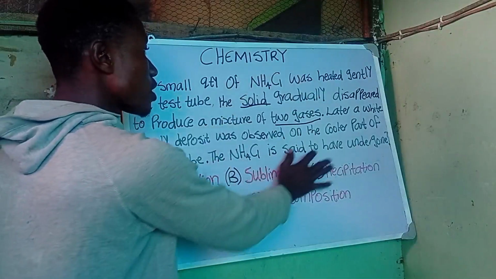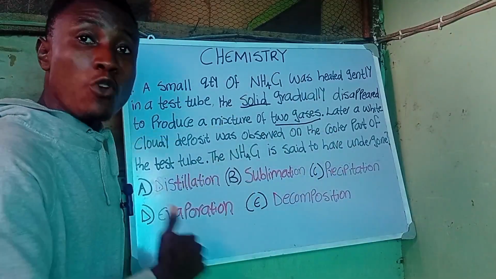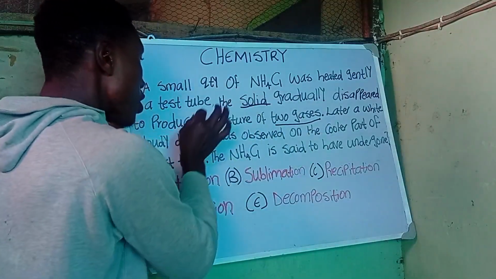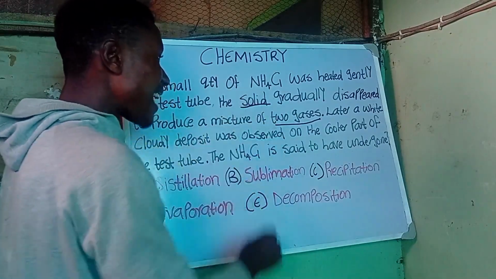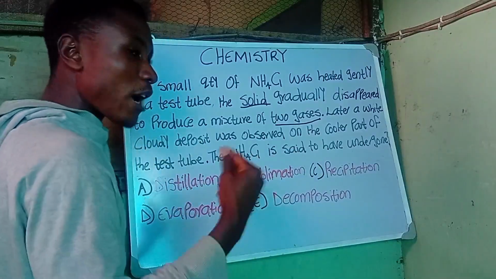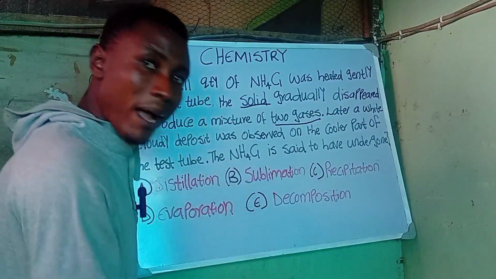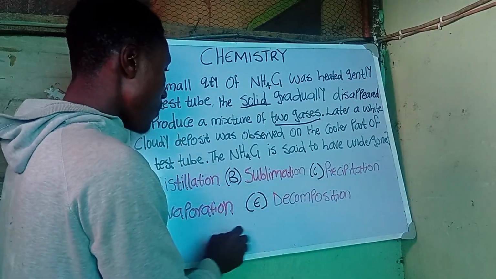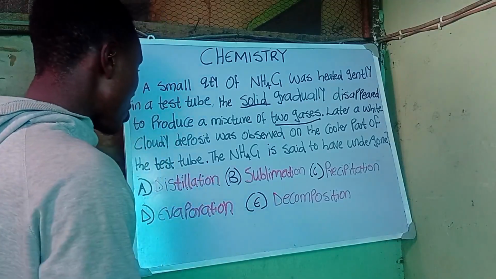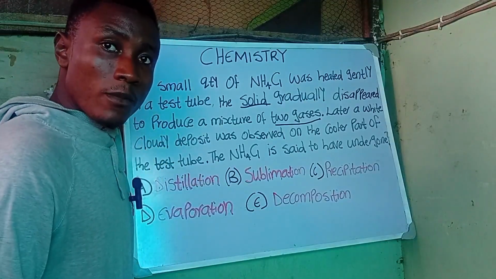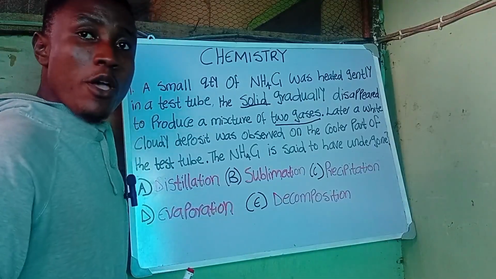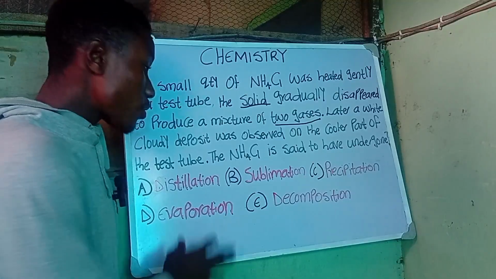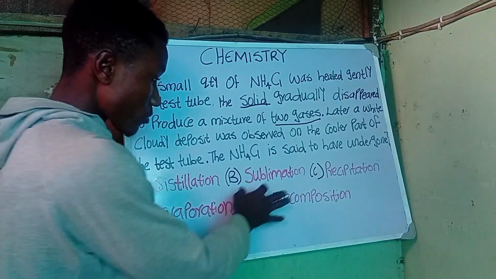Forget about all this "was observed on the cooler parts". All those words are to make the question lengthy. The real question is: the solid gradually disappeared to produce a mixture of two gases. This solid is said to have undergone which change of state of matter? A, distillation, B, sublimation, C, precipitation, D, evaporation, and E, decomposition. It is not distillation, right? Distillation is used for the purification of two soluble solvents, right? So the answer is not distillation.